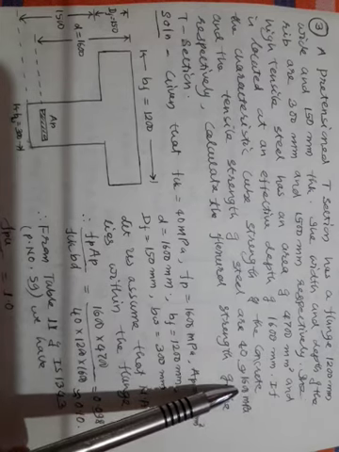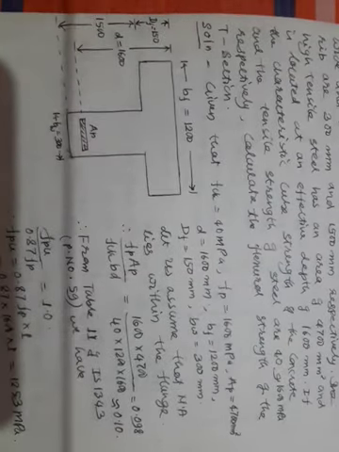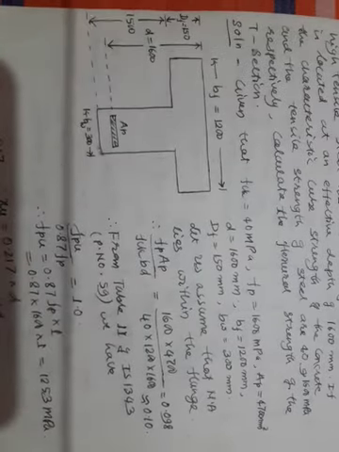If the characteristic cube strength of the concrete and the tensile strength of steel are 40 MPa and 1600 MPa, he has given FCU and FP. FCU here means the characteristic compressive strength of concrete, FCK, and FP is the characteristic tensile strength of the steel, 1600 MPa respectively. Calculate the flexural strength of the T section. He has asked you to calculate the ultimate flexural strength.